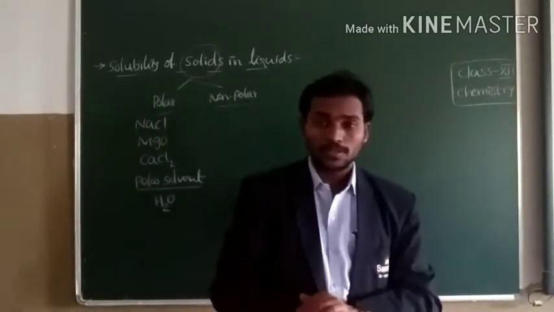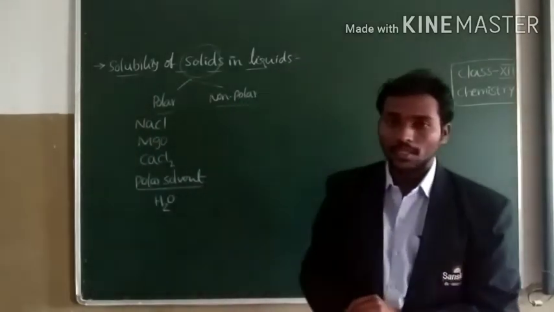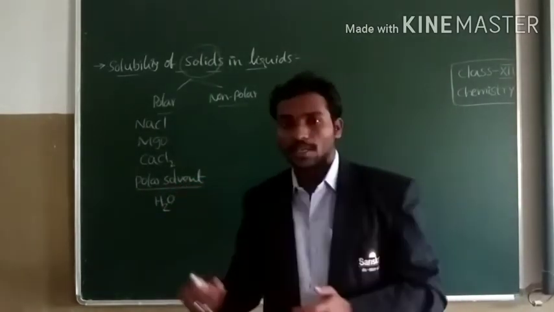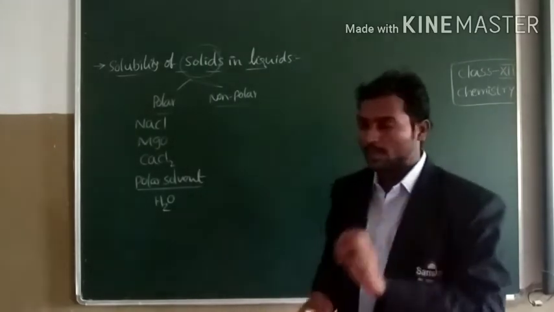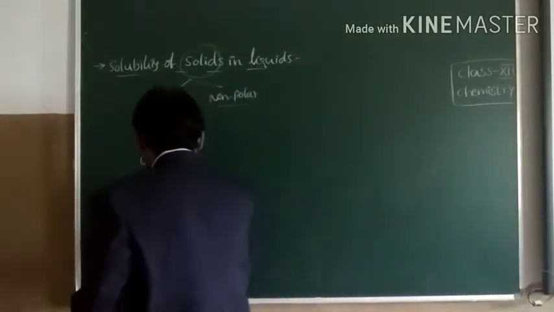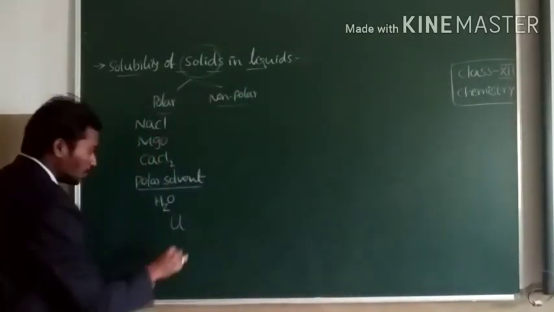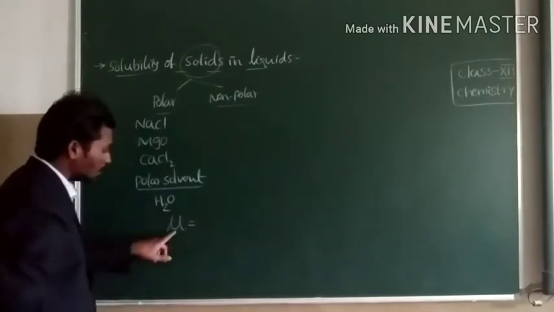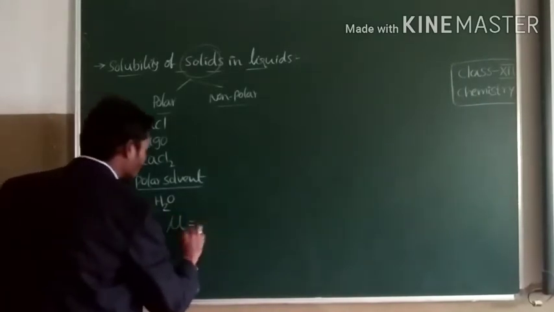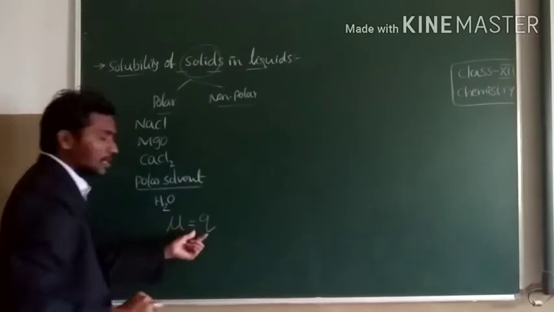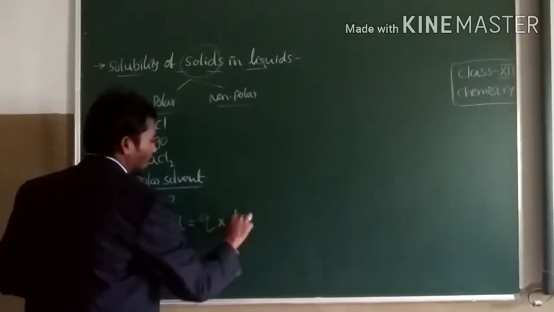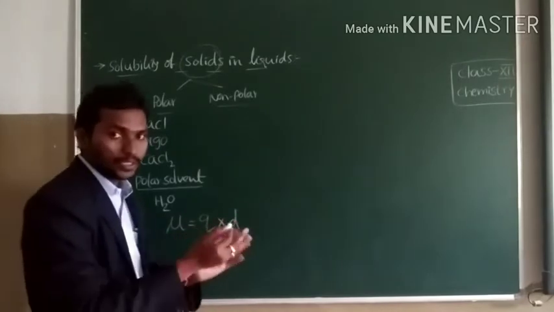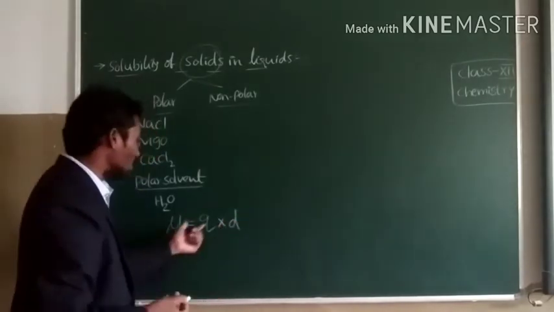What is meant by polar solvent? Polar solvent means the solvent which has a high dipole moment value. What is meant by dipole moment? Dipole moment is denoted by mu. Mu is equal to q into d, where q is the charge of the charged species and d means the distance between the two charged species. This is called dipole moment.